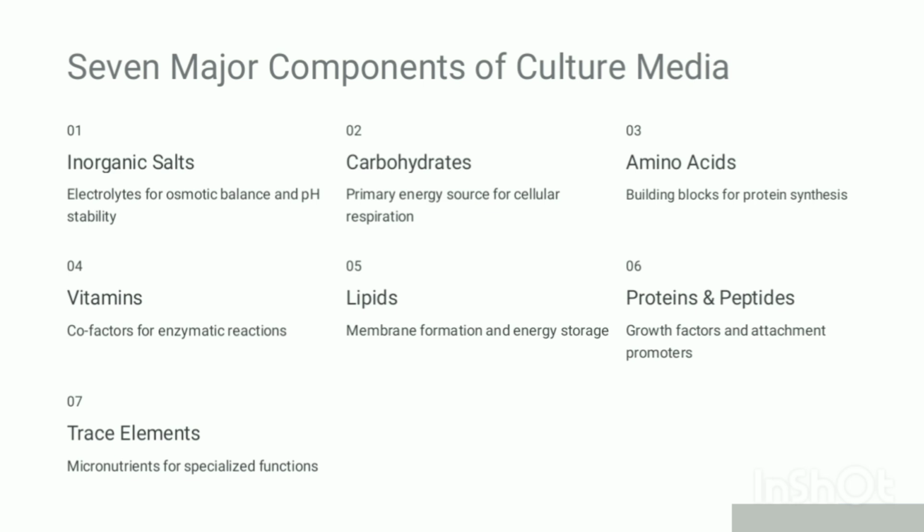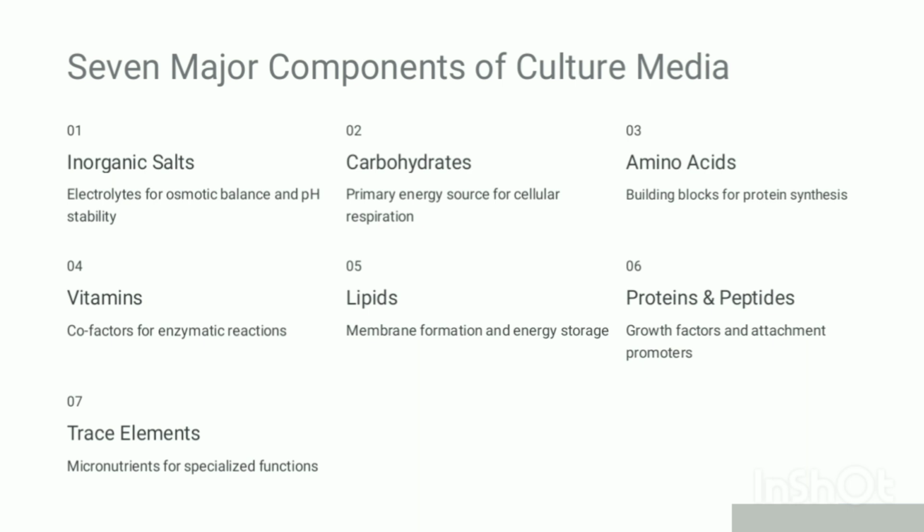Amino acids, the fundamental building blocks for protein synthesis. Since cells often cannot synthesize all of them, they must be provided in the media. Vitamins. These function as cofactors for various enzymatic reactions, ensuring metabolic pathways run efficiently. Lipids, necessary for cell membrane formation and long term energy storage. Proteins and peptides. This group includes growth factors that signal cells to divide and attachment promoters that help cells adhere to the culture vessel. Trace elements, micronutrients like zinc or copper required in tiny amounts for specialized cellular functions and enzyme stability.